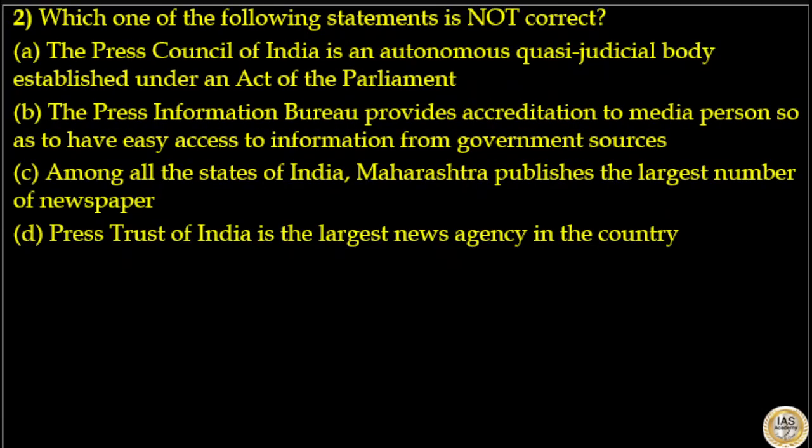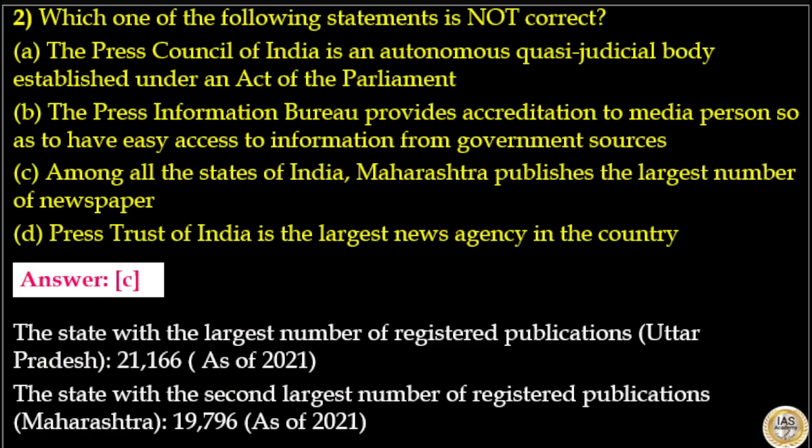Which one of the following statements is not correct? Option A, the Press Council of India is an autonomous quasi-judicial body established under an Act of Parliament. That is correct. Option B, the Press Information Bureau provides accreditation to media persons so as to have easy access to information from government sources. That is correct. Option C, among all the states of India, Maharashtra publishes the largest number of newspapers. That is incorrect. Option D, Press Trust of India is the largest news agency in the country. That is correct. So the answer to this question is option C.